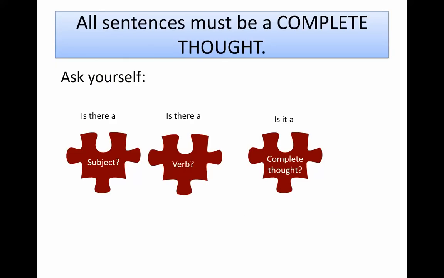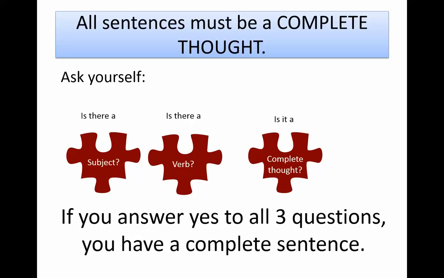All sentences need to be a complete thought. Ask yourself, is there a subject? Is there a verb? Is it a complete thought? You can have a subject and a verb, and it will look like a complete sentence, but if it's not a complete thought, it is not a complete sentence. If you can answer yes to all three of these questions, then you have a complete sentence.